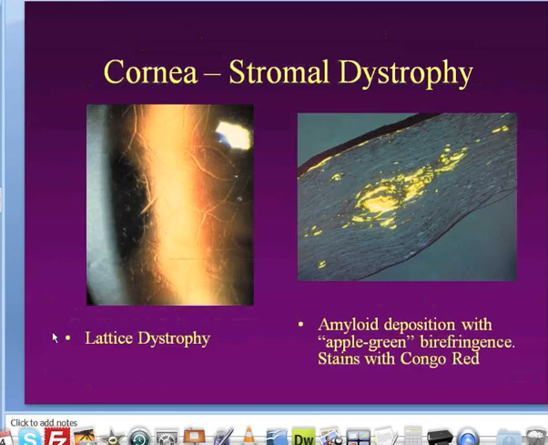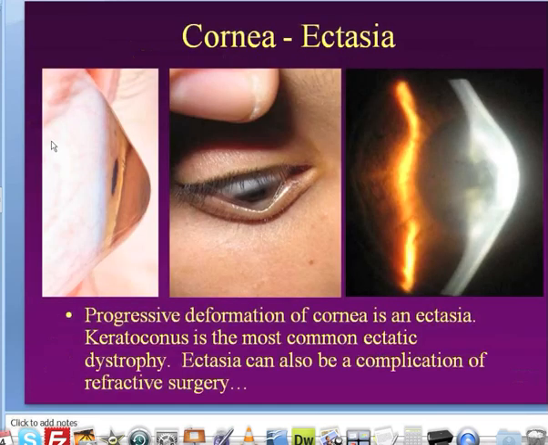I'm sure you'll all recognize the apple green birefringence of amyloid deposition. Amyloid stains with Congo red. That's called lattice dystrophy. Here's a case of ectasia, when the layers of the cornea become deformed because of a structural weakness. Keratoconus is a very common ectatic disorder of the cornea, and it can be a complication of refractive surgery.